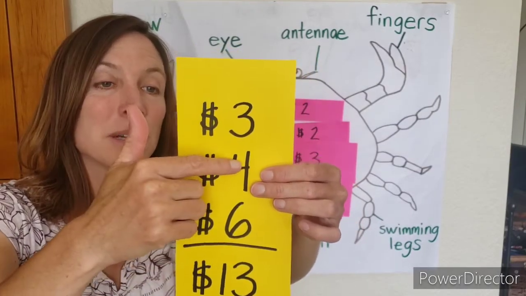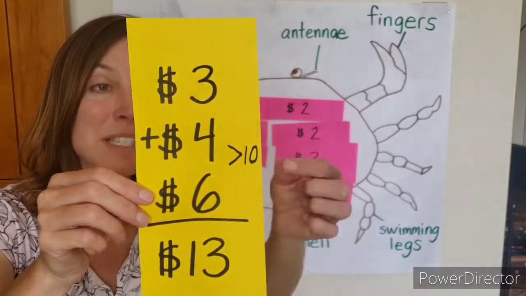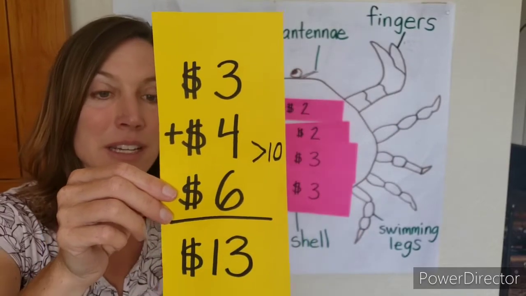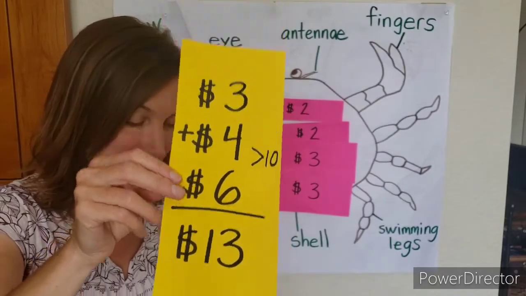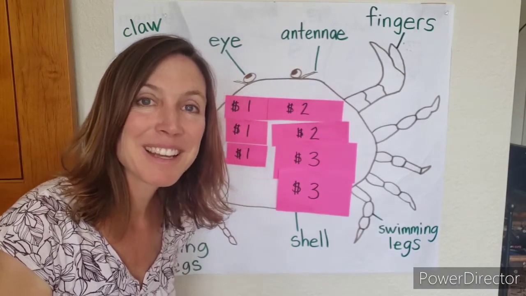So what I would do is I would take 4 and 6, because 4 and 6 are a combination of 10. So these 2 together are 10. 10 plus 3 is 13. All right, so we got $13 from our crab quiz today. Thanks for playing.